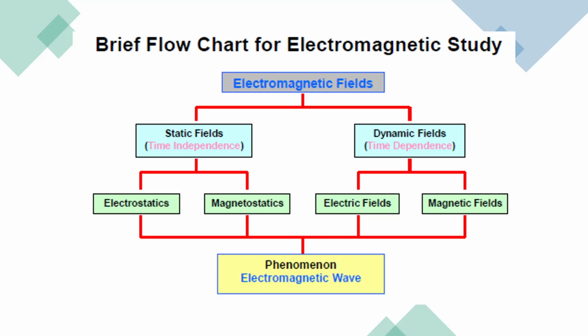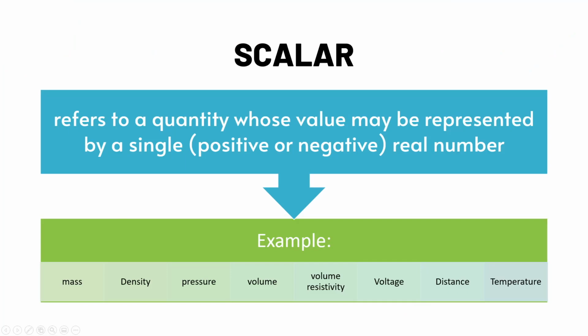To start with, let us first define the two different quantities in vector analysis. The first one are scalar quantities. Scalar quantities are quantities whose value may be represented by a single positive or negative real number. Meaning, scalar quantities are those that only contain magnitude. Some examples are mass, density, pressure, volume, resistivity, voltage, distance, and temperature. This does not care about the direction, only the magnitude. Magnitude can be both positive or negative.